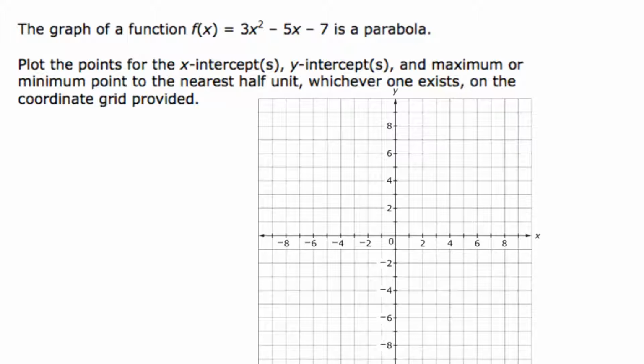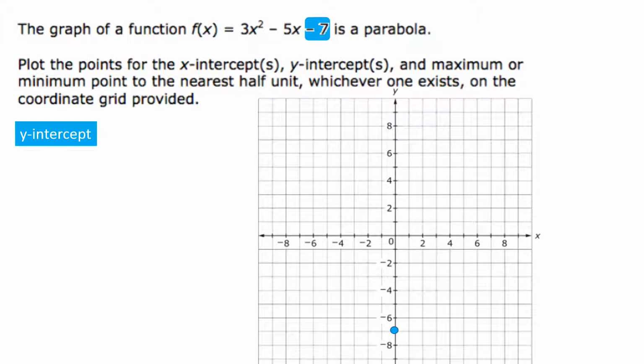The easiest thing to find should be the y-intercept. It's the only thing that standard form really does a good job of telling us, and it's that constant, that last number. So negative 7 is going to be my y-intercept, which is way down here.